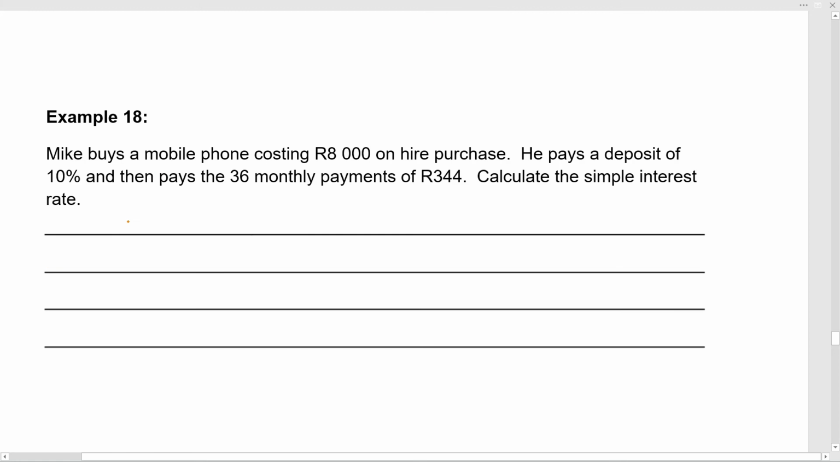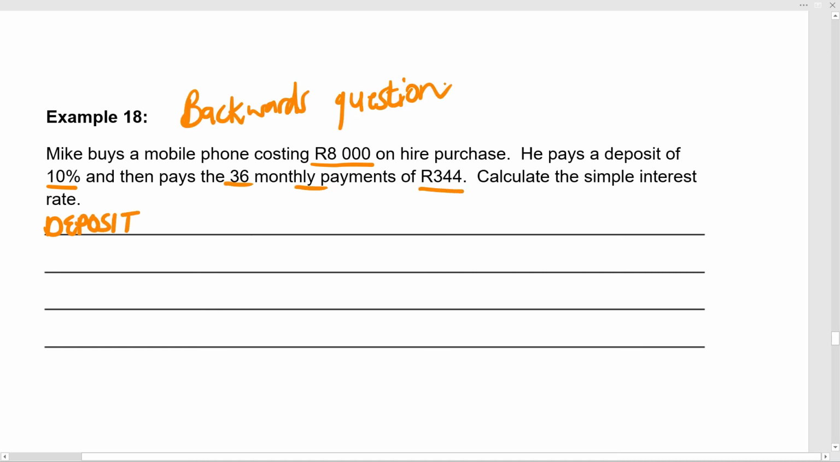My last example of hire purchase is involving a mobile phone. Okay, costs 8,000 Rand on hire purchase, pays a deposit of 10%, so we need to have a little subheading there, and then pays 36 monthly payments of that. So this is what I would call a backwards question, and you'll see why. Because we're getting the information we normally have to calculate. So it's like we've got to go backwards.